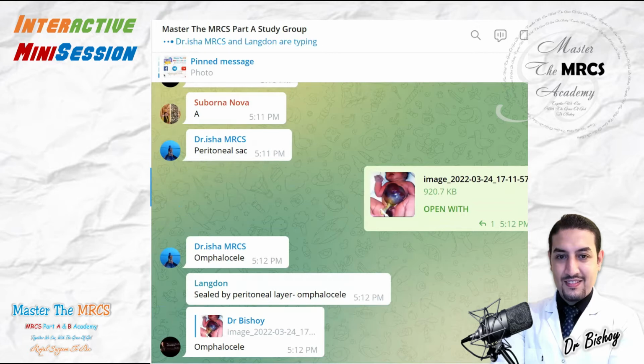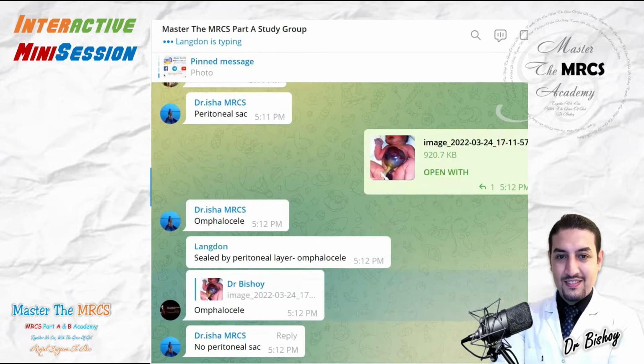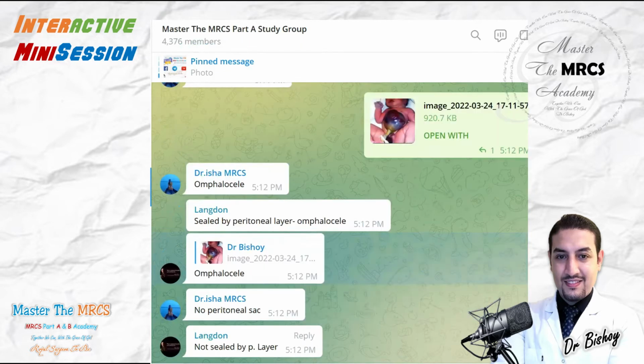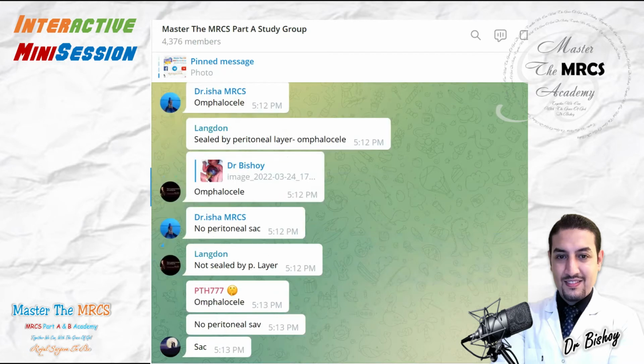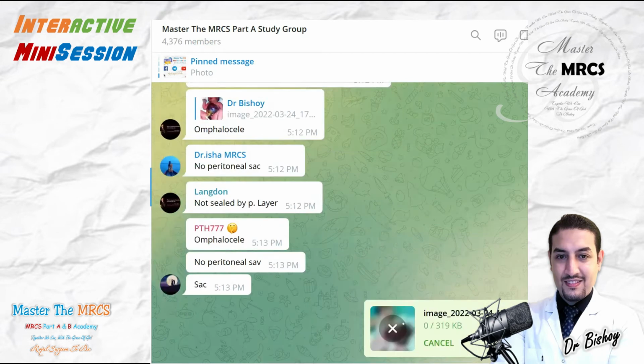Gastroschisis is when we don't have the peritoneal layer, and then we will have to do a temporary coverage until a definitive coverage is done. And in the past, gastroschisis had very high mortality, but now it can be managed.